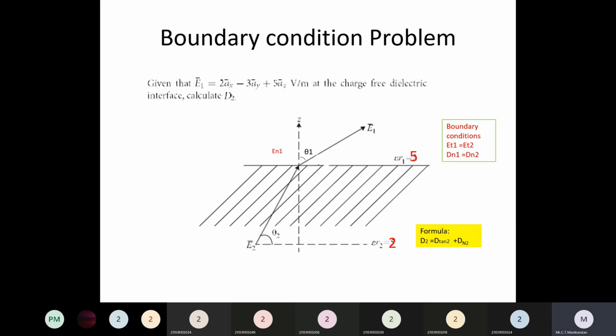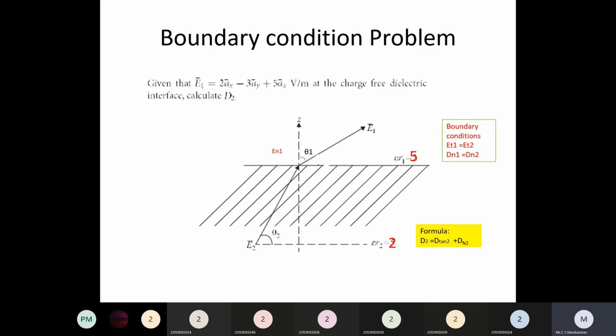They have given a vector E1 equal to 2ax minus 3ay plus 5az in a charge-free dielectric. The diagram shows two mediums, epsilon r1 equal to 5 and epsilon r2 equal to 2. What we have to find is D2. They have given E1, the electric field of the first medium.